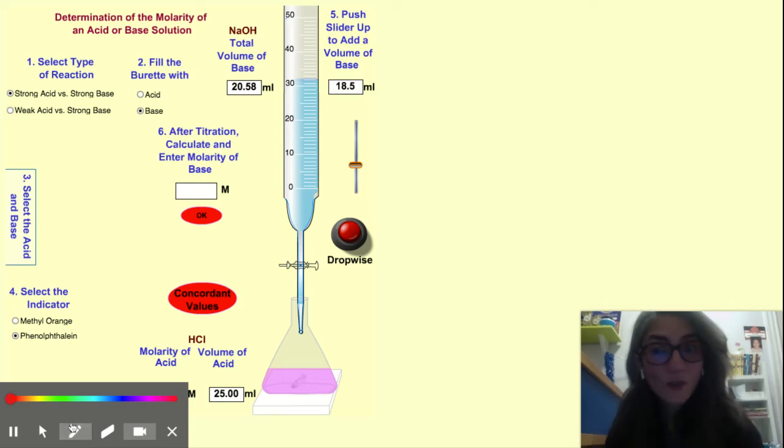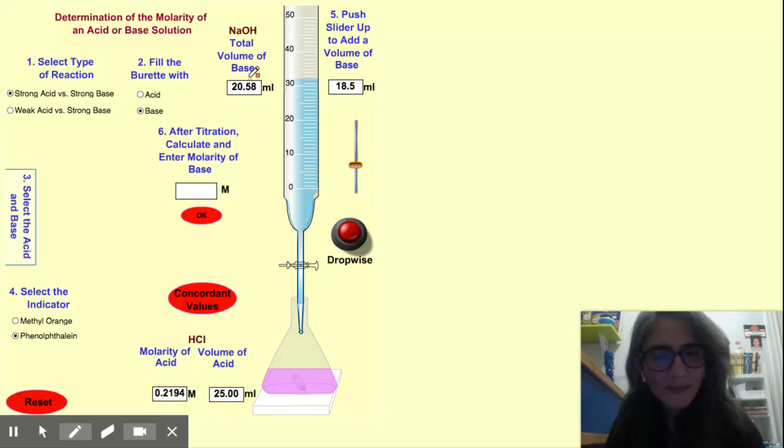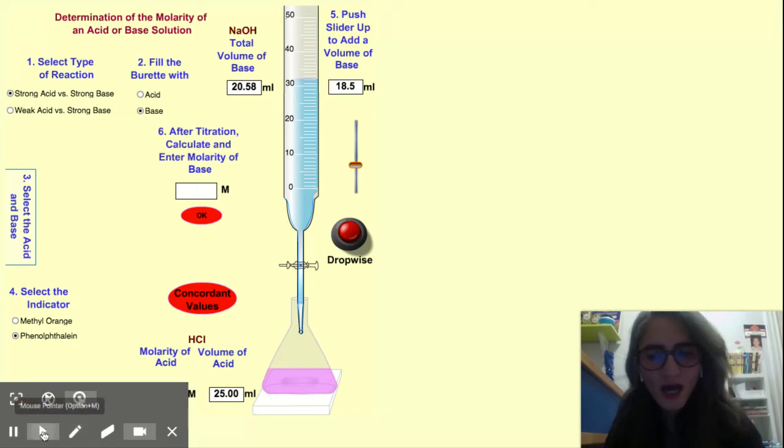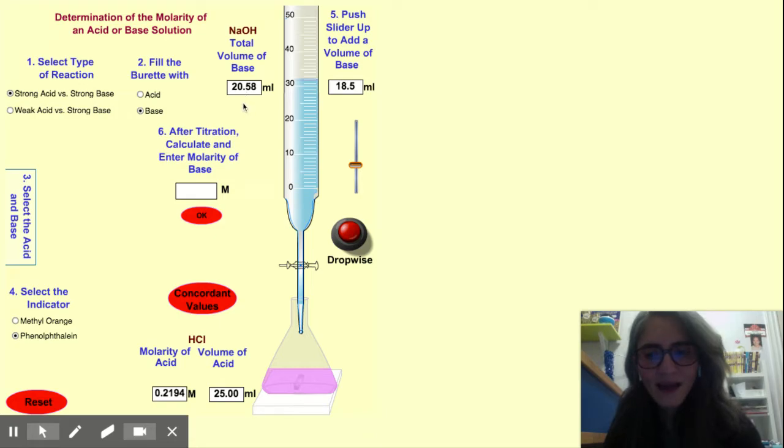Okay, so what do we do at this point? Well, it turns out that this simulation has kept tabs on how much of the base was actually added. And I can see it right here, total volume of base 20.58. I also know the molarity of the acid, and I also know the volume of the acid. So really what I'm looking for is the molarity of the base.